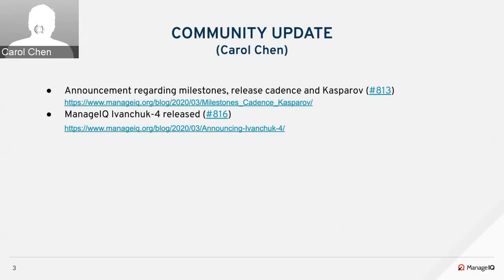Thank you, Oleg. So for community update, first up, we have a great announcement post by Oleg regarding milestones, release cadence, and Kasparov. So we plan to move to a faster release cadence, which is approximately once every 3 months. And you can follow our development process with a link to the ManageIQ roadmap on GitHub, which is in the blog post.